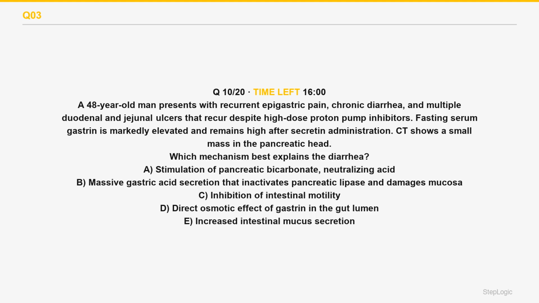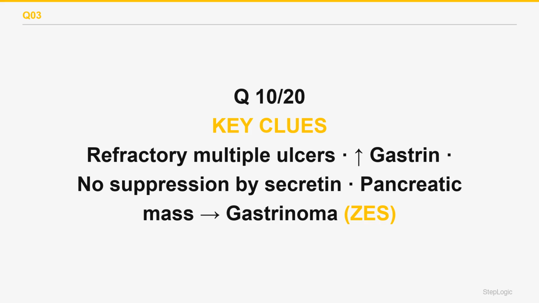Read the command, mechanism explaining the diarrhea. Multiple refractory ulcers, high gastrin not suppressed by secretin, pancreatic mass: Zollinger-Ellison syndrome, a gastrinoma. Gastrin from the tumor drives the parietal cells to secrete enormous amounts of gastric acid. That acid overwhelms the duodenum.